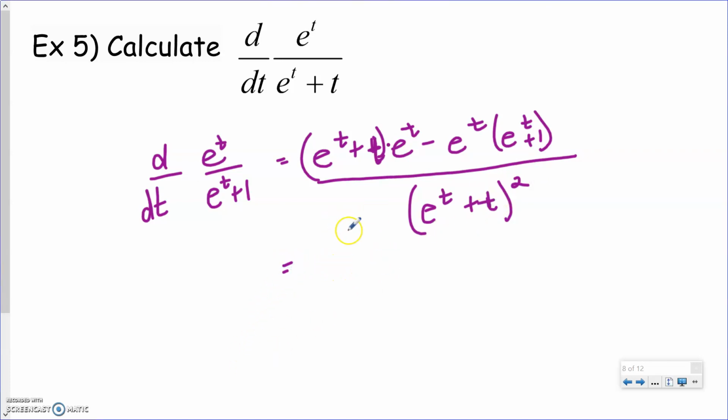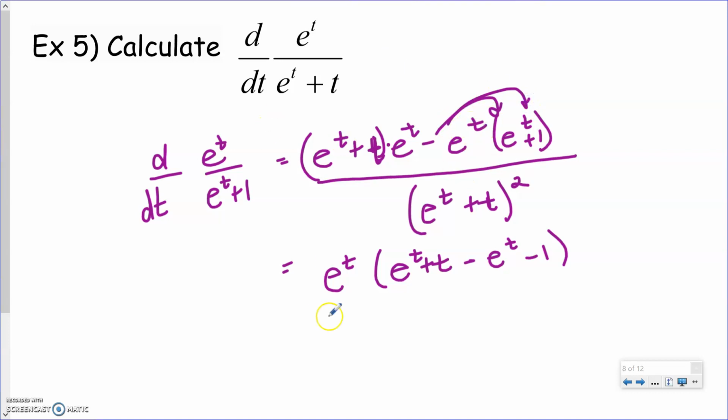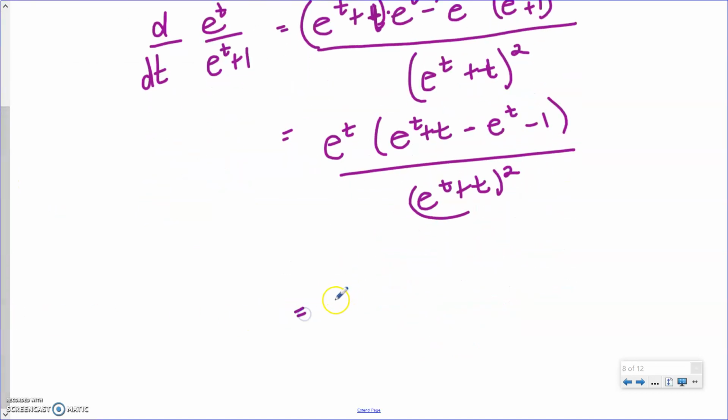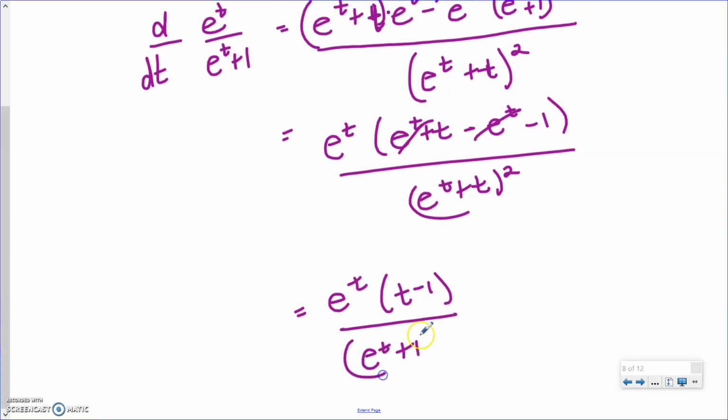And then we could do quite a bit of simplifying. I'm actually going to factor out an e to the t power, so I'm left with e to the t plus t from this first group of parentheses, minus e to the t minus 1. So really I distributed that negative through here, pull that e out, and then I can simplify a little bit further. So the derivative is going to be e to the t, these cancel, times the quantity t minus 1 over e to the t plus t, quantity squared.